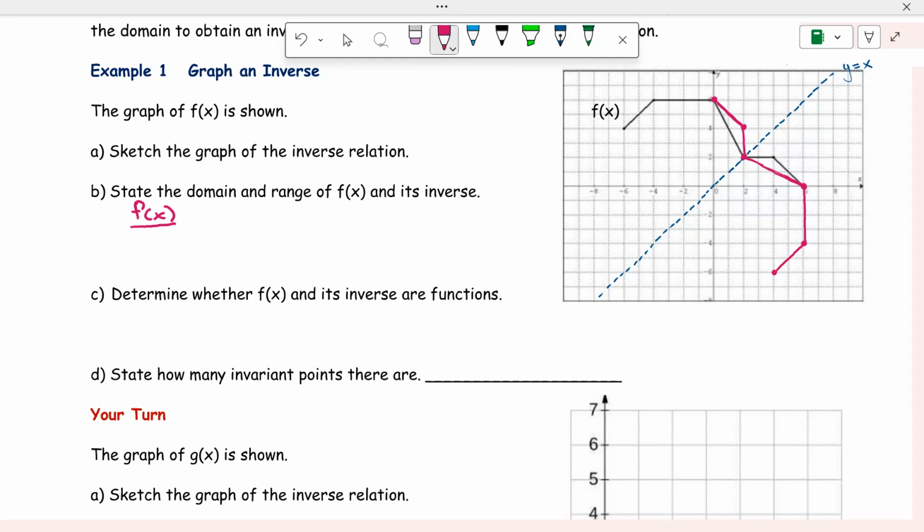So my domain of my original is from -6 to 6. That is the domain of the original. I'm going to use easy notation this time. But then I have to title it, so I don't know if it ends up being easier. So -6 to 6. And then my range. So bottom of my original graph is 0, and the top is 6. So the range of the original is 0 to 6.